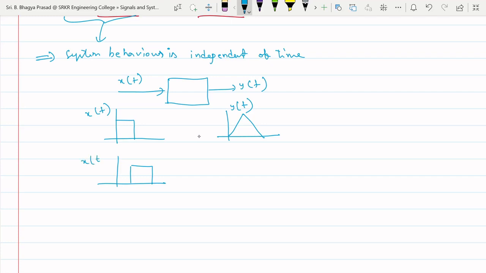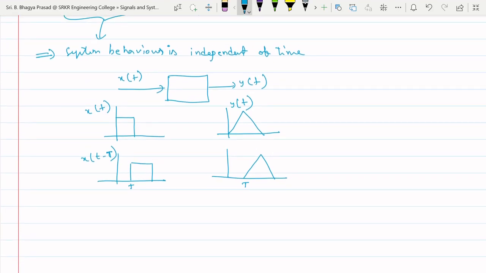Now I am giving a delayed signal and I am getting an output, a delayed output by the same time T. Now I will apply the same delay of T to this y of t, so y of t minus T. I will apply the same amount of delay to this output y of t. If this is equal to this one, then the system is time invariant.